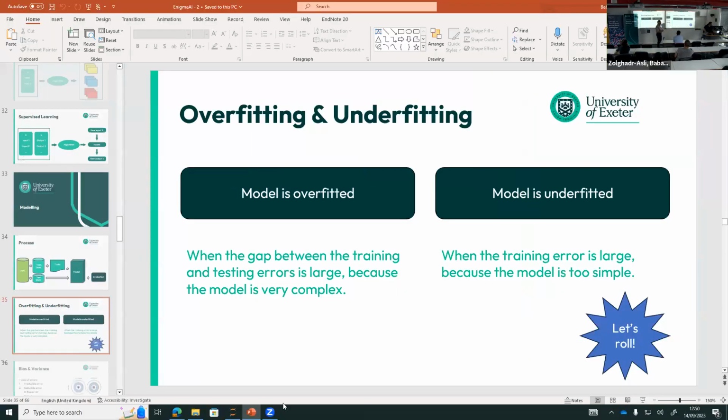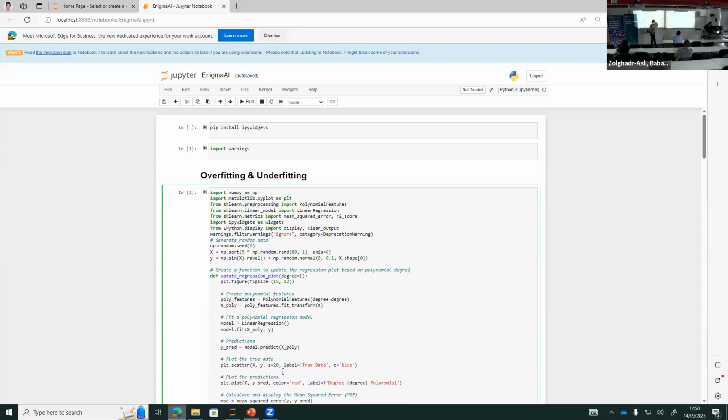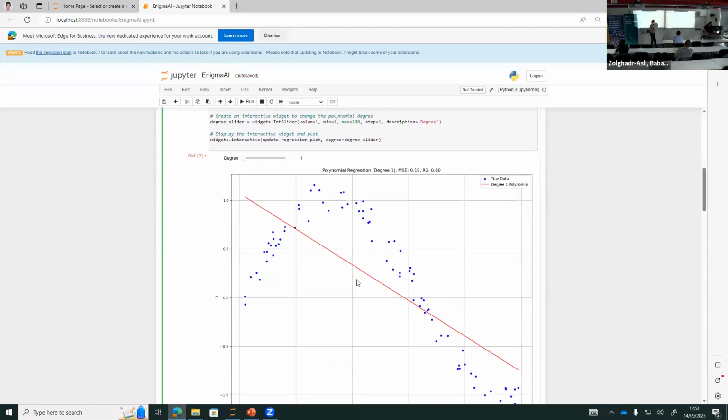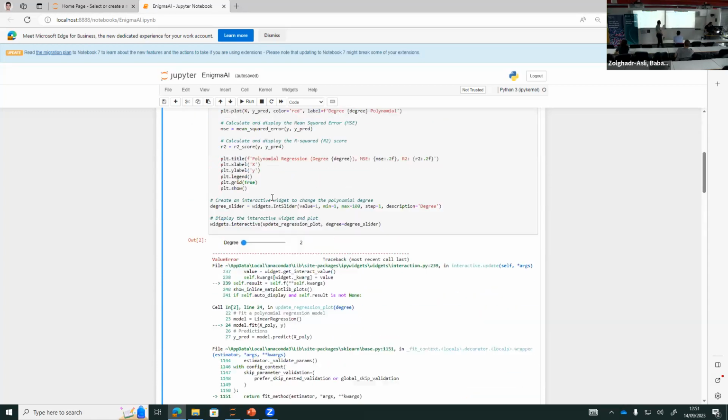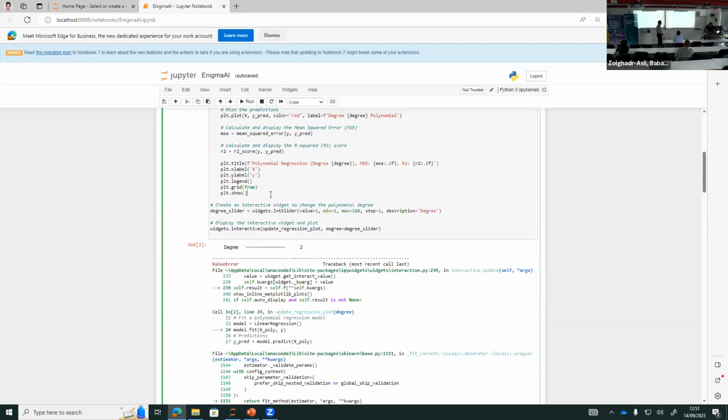So we have some kind of demonstration of what overfitting and underfitting are. For example, this is linear regression for this data. We have a set of data, and we want to fit a curve or a line on it. We start with a polynomial regression with degree 1. I'm sorry, we should run it again.